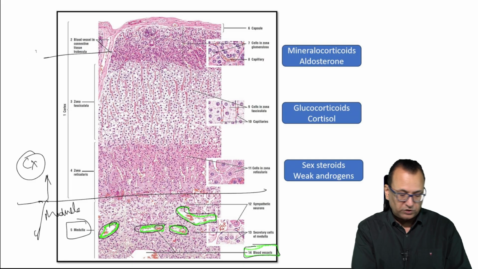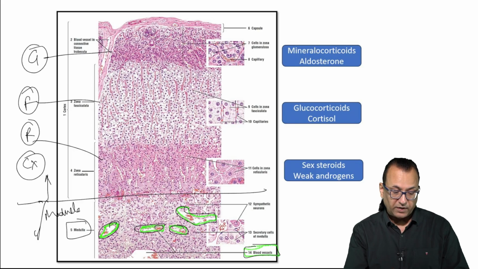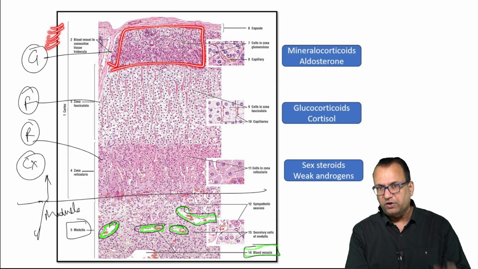Now once you say this is the medulla and that is the cortex, cortex will have 3 layers: G, F, R, zona glomerulosa, fasciculata, and reticularis. So how will you identify zona glomerulosa? Glomerulosa, like renal glomerulus, you have bunches of cells. You see bunches of cells like glomerulus, they are forming zona glomerulosa.